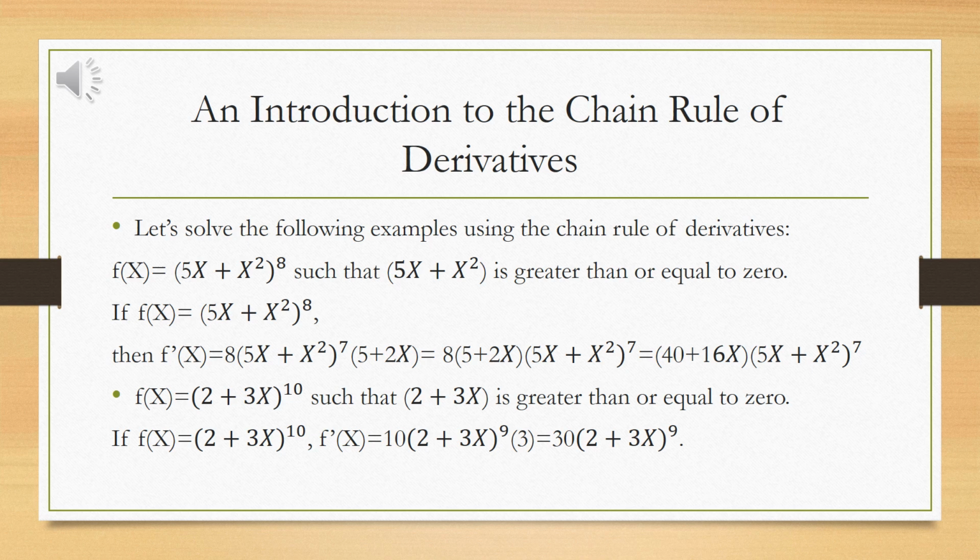Another example, f of x equals 2 plus 3x to the power 10, such that 2 plus 3x is greater than or equal to 0. If f of x equals 2 plus 3x to the 10, then f prime of x equals 10 times 2 plus 3x to the 9 times 3, which is the derivative of 2 plus 3x. Thus, f prime of x equals 30 times 2 plus 3x to the 9.